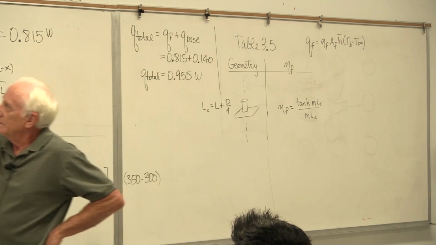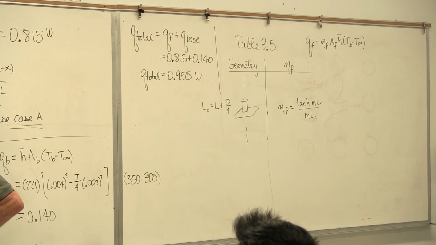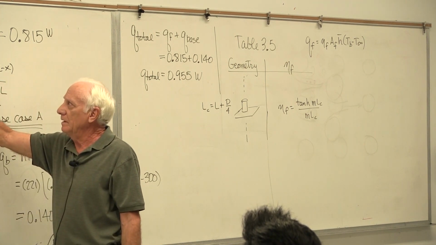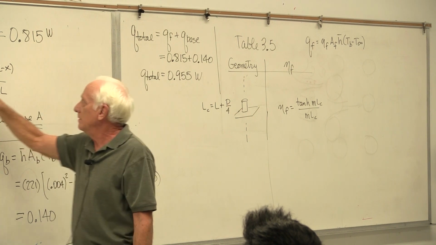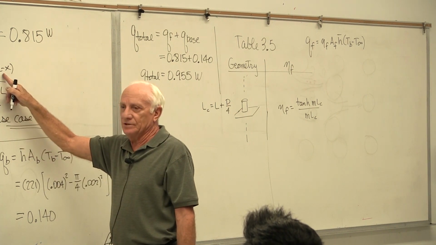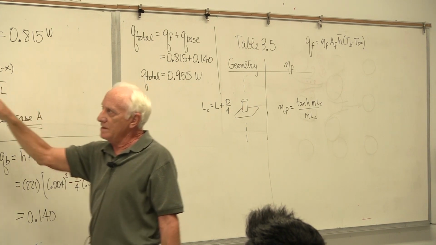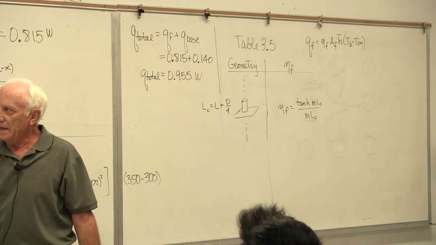There it is, table 3.4. There it is, right there. T, where? X equal L. Here, what do you put here? X equal L. Cosh, 0, 1. X equal L. Sinh, 0, 0. Plug them in here. Now you've got T at the tip of the fin.